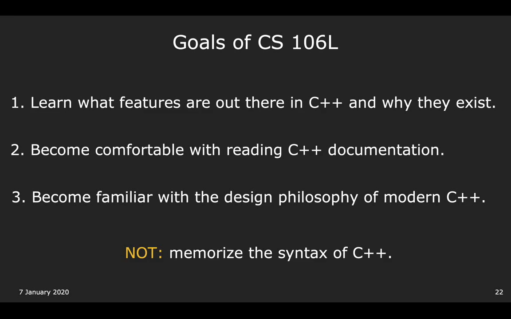Okay, what's the goal of CS106L? We have 3 major goals. First goal, learn what features are out there in C++ and why they exist. Because Google is so available right now, there's no real reason to memorize everything. But one nice thing is you should know what features are out there so that when you do need to use some of these features, you know that it's a feature and you can Google it. So we'll be exploring the cool features in C++.